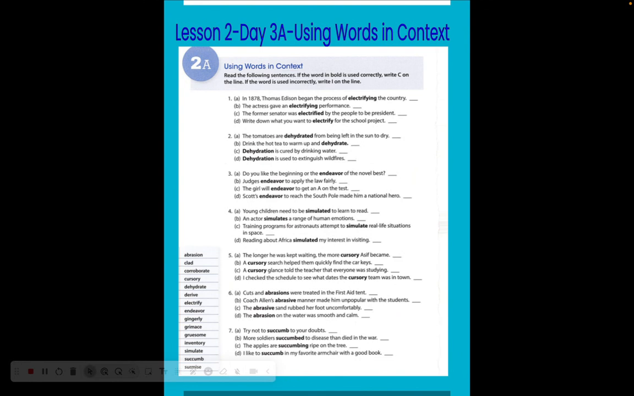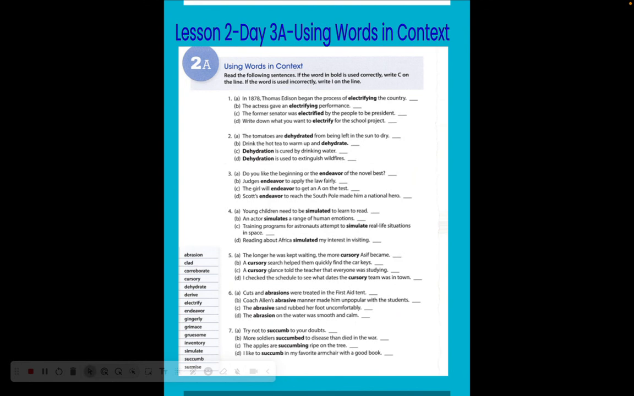B says the actress gave an electrifying performance. Well, it said in our definition that people can perform electrifyingly. So let's see if that makes sense. The actress gave an electrifying performance. We're going to guess that that too is correct. So we're going to put a C on the line.